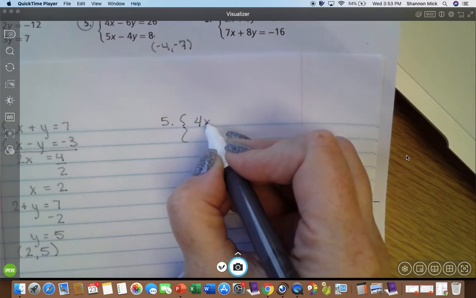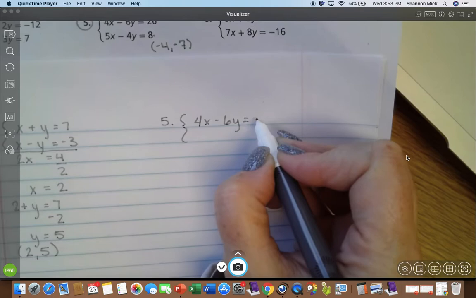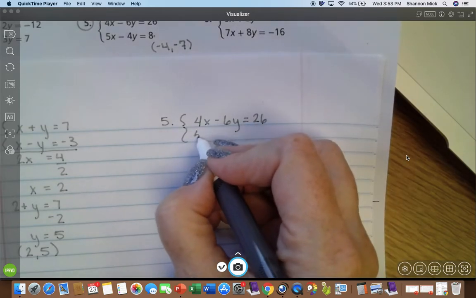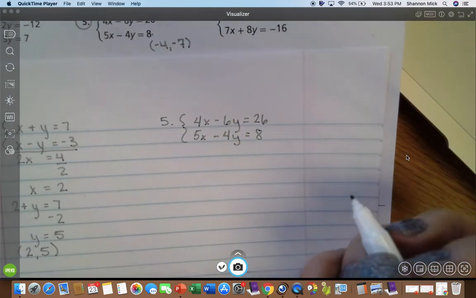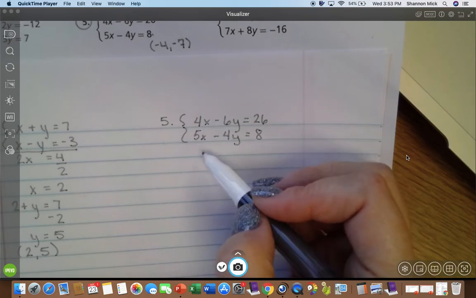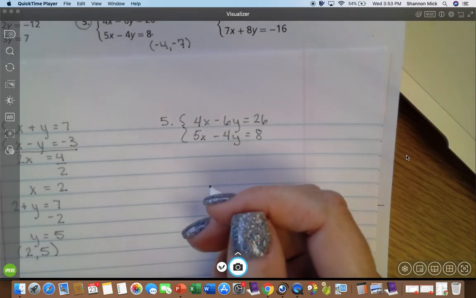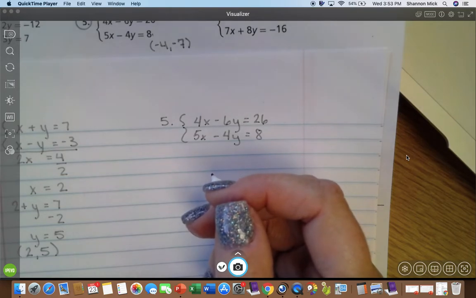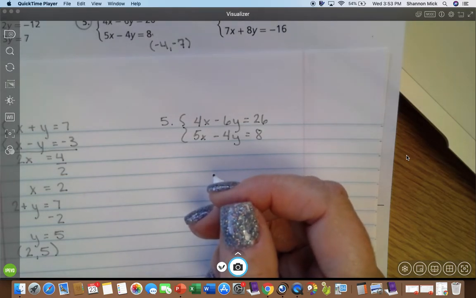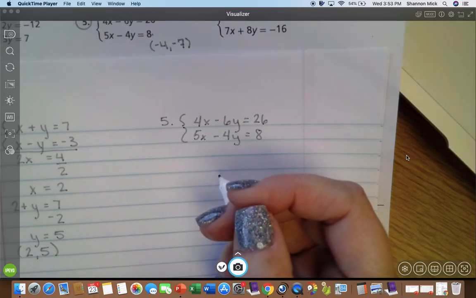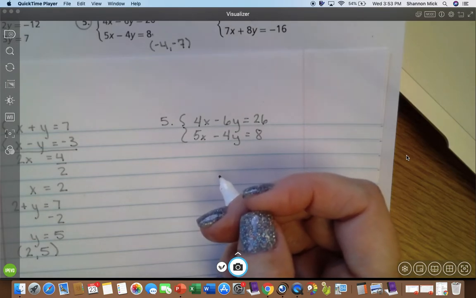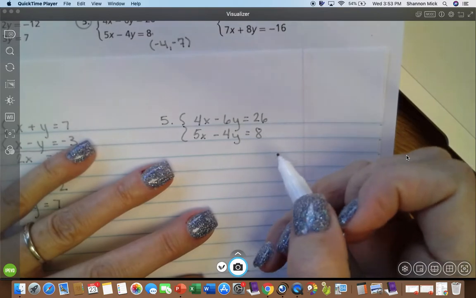So I have 4x minus 6y equals 26, and 5x minus 4y equals 8. So nothing is nice and neat to be eliminated. So I asked you which one, x or y, that you wanted to eliminate. And I think you told me that you wanted to eliminate y, if I'm not mistaken. There's no wrong answer here.